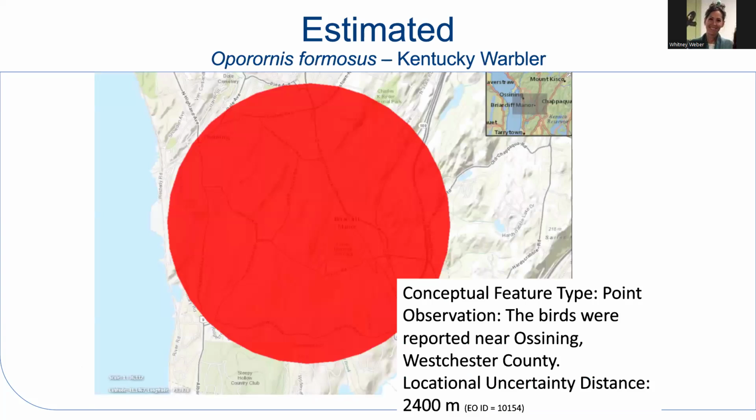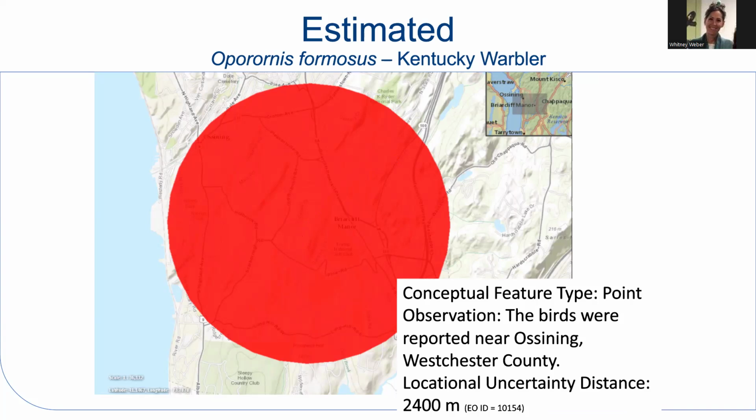So in this case, we have a Kentucky warbler, the conceptual feature type. This is a bird, so it was a point. And it said the birds were reported near Ossining, Westchester County. The locational uncertainty distance was 2,400 meters. And so there's a point probably dropped at Ossining, which we can see up there. And then it was buffered to 2,400 meters because they didn't have really any better information than that.